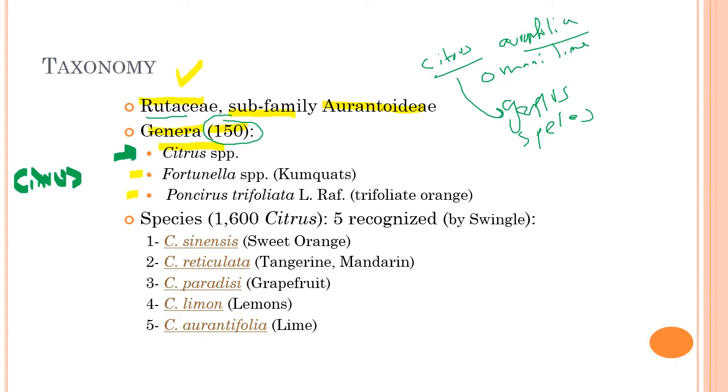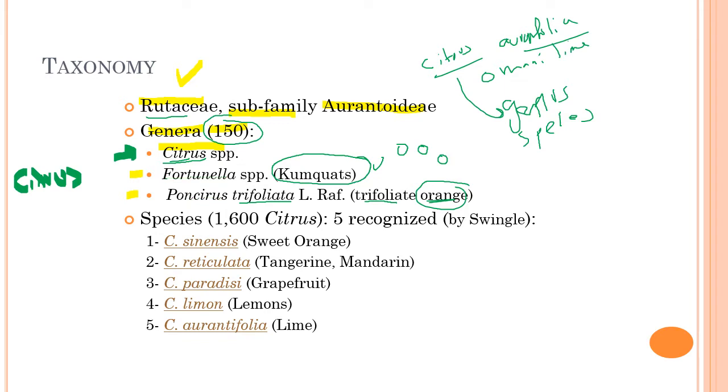That includes two genera. One is called Fortunella, the genus of kumquats, and we tried this in the lab. It has very small yellow fruits. The other one is Poncirus trifoliata, which is called trifoliate orange. It is called orange, but it is actually not a citrus species. It is a very different species than citrus.